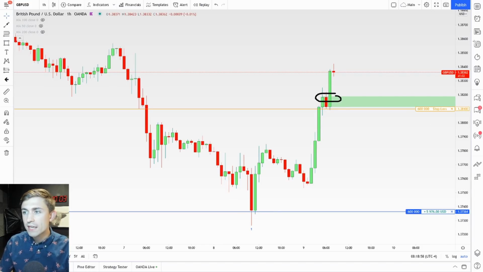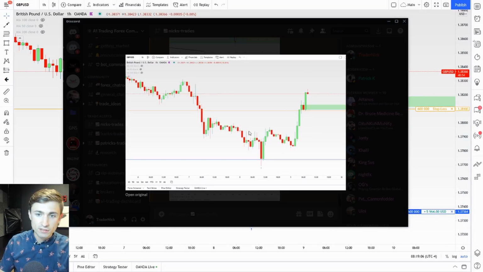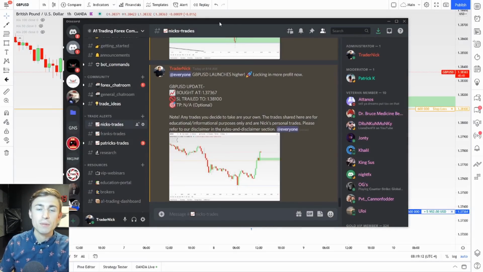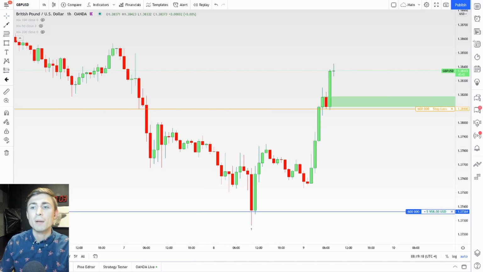So what I have done is I have just alerted members inside of our private Discord where I shared this trade. I'll pull this up. I basically just said it launched, and I have now moved my stop loss up. So I have locked in some more profit on this trade. So I'm not diamond handing it. I'm not holding it for better or for worse. I am trailing stops to lock in money on this trade, but I still want to give it a chance in case it wants to keep running.